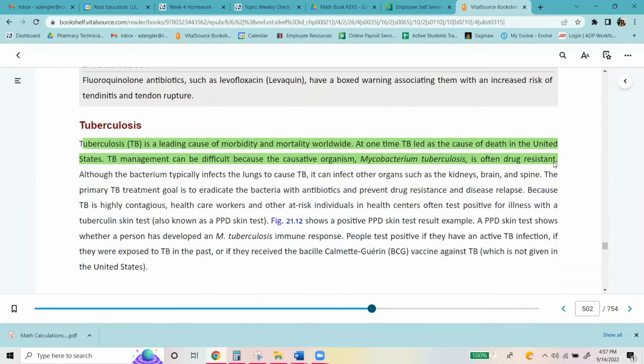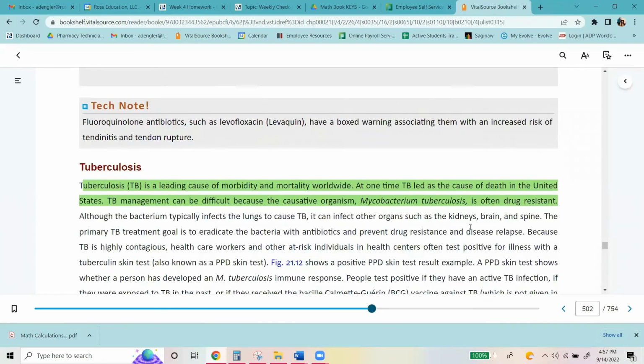Tuberculosis is a leading cause of morbidity and mortality worldwide. At one time, TB led as the cause of death in the United States. TB management can be difficult because the causative organism, Mycobacterium tuberculosis, is often drug resistant. Although the bacterium typically infects the lungs to cause TB, it can affect other organs such as the kidneys, brain, and spine. The primary treatment goal is to eradicate the bacteria with antibiotics and prevent drug resistance and disease relapse.